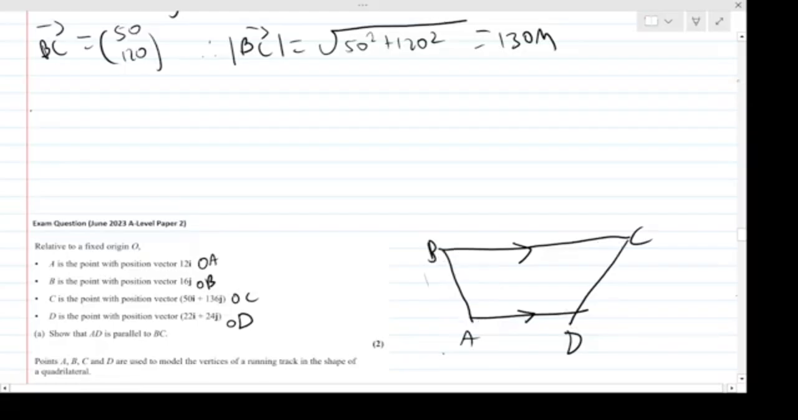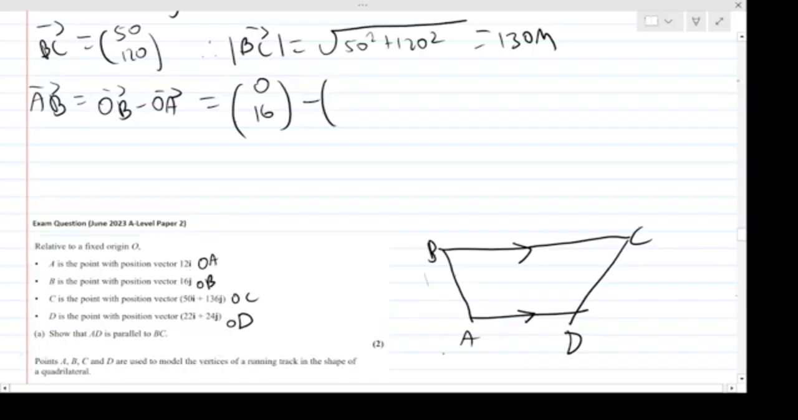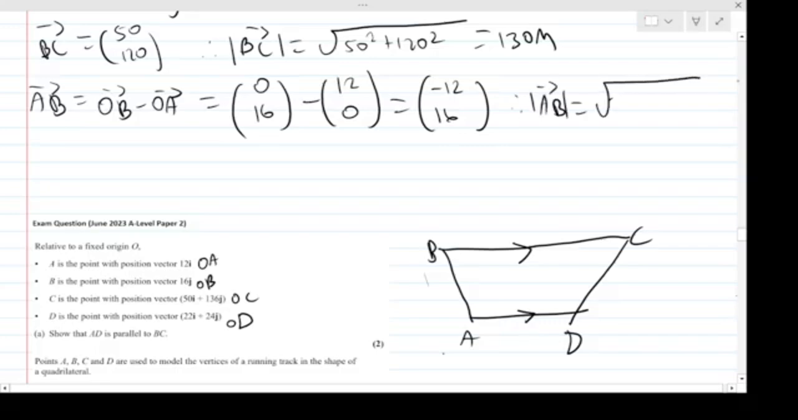Well, the vector AB, I can find that vector by doing OB take away OA. So OB, the vector, is 0, 16. And then OA is going to be 12i, so 12, 0. If I do that calculation, I get minus 12 and then 16. Cool. So the length of AB is going to be root minus 12 squared plus 16 squared, which would be 20. Cool, 20 meters there.